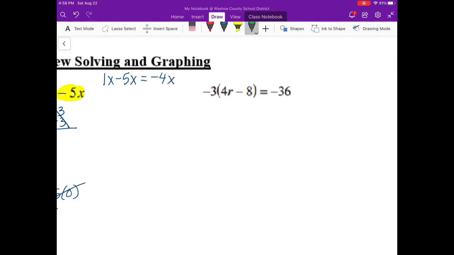Alright, so now we have a problem that has parentheses, and anytime you see parentheses, that means distributive property. So we need to distribute the negative 3, and when you distribute, you are going to multiply these numbers together. So I have negative 3 times the 4 is going to give me negative 12, and the variable stays the same. And then negative 3 times the negative 8. Negative times negative makes a positive, and then 3 times 8 is 24.